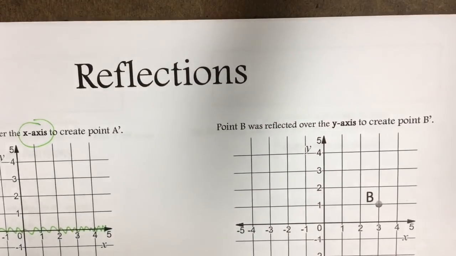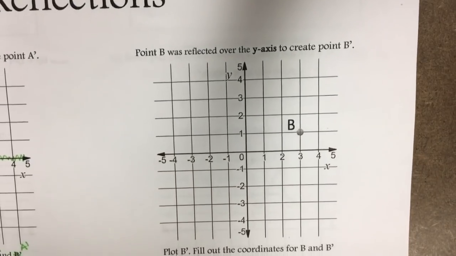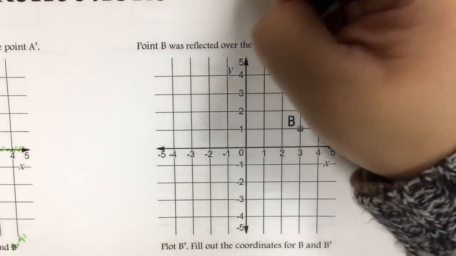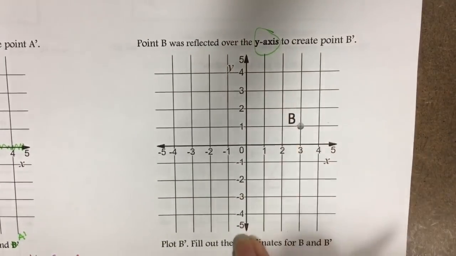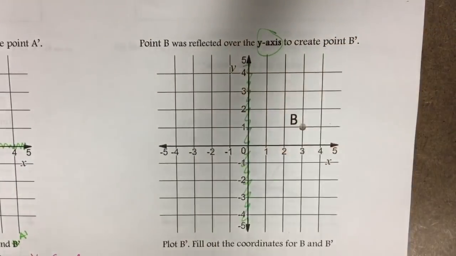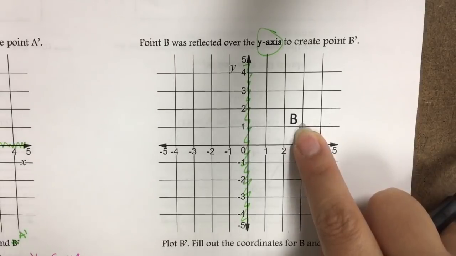Now let's go ahead and look at the next example. Point B was reflected over the y-axis to create point B prime. So we're going to go ahead and start off by identifying the y-axis. So the y-axis is this vertical axis right here. So we have B, and we're going to flip it over this line from here to here.